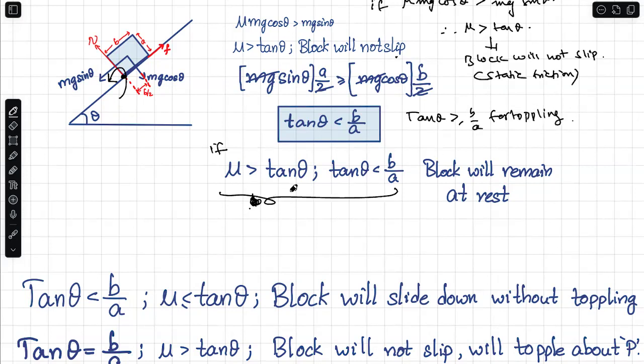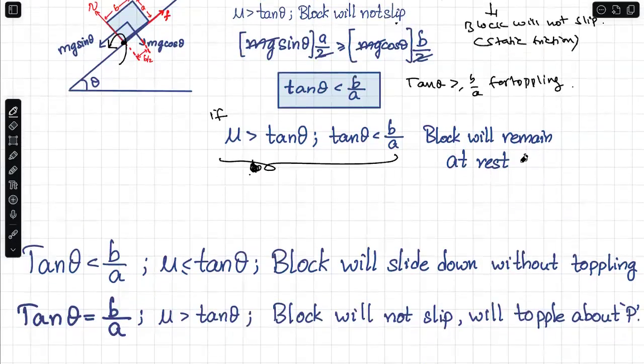If mu is greater than tan theta, it won't slip. If tan theta is less than b by a, it won't topple. So what is this condition called? The block will remain at rest, with no slipping and no toppling.